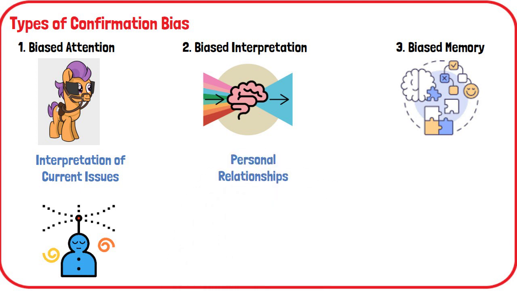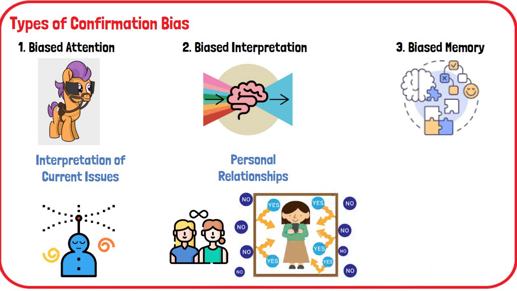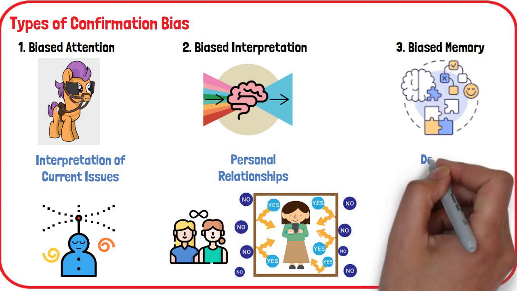Personal relationships. Another example of confirmation bias can be seen in the way we choose friends and partners. We are more likely to be attracted to and befriend people who share our same beliefs and values, and less likely to associate with those who don't. This can lead to an echo chamber effect, where we only hear information that confirms our views and never have our opinions challenged.